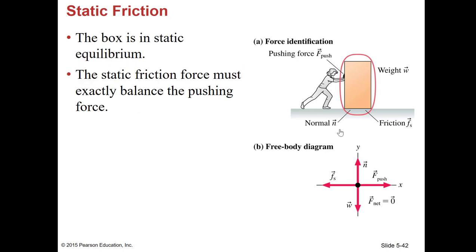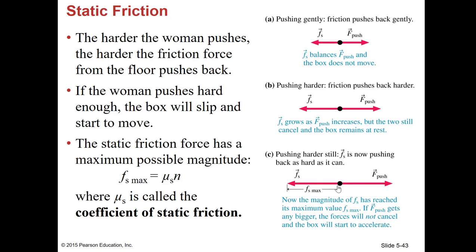Okay, very good. So the box is in static equilibrium. Remember, that means it's not accelerating. In this case, it's not even moving. So the frictional force must be exactly balancing the pushing force. And then once you get the pushing force over the maximum amount of static friction, that's where it actually starts to move. So the harder the woman pushes, the harder the frictional force. And you can see here, it's only as big as it needs to be, but larger because the person's pushing harder. And then you get to the point where it's a maximum, just like the crate example we saw. And then once you exceed the maximum amount, then you have kinetic friction.